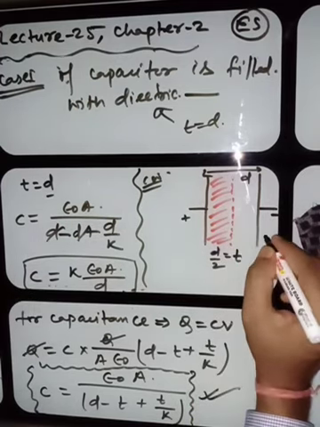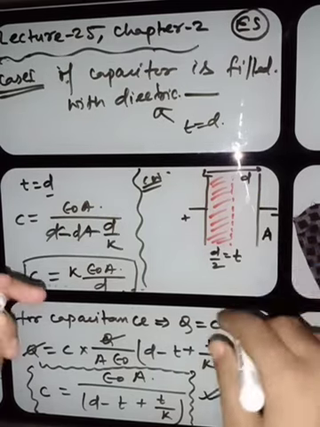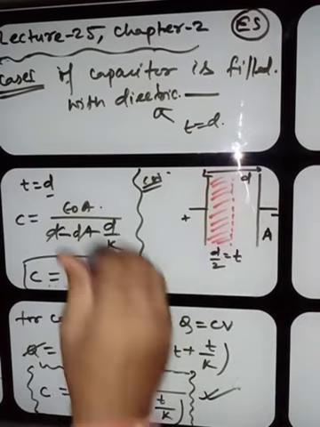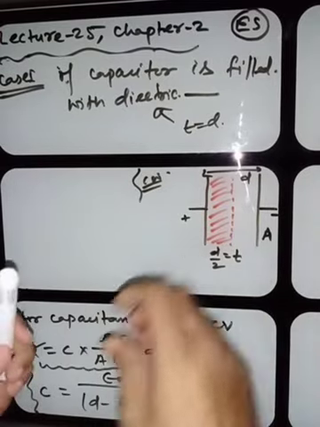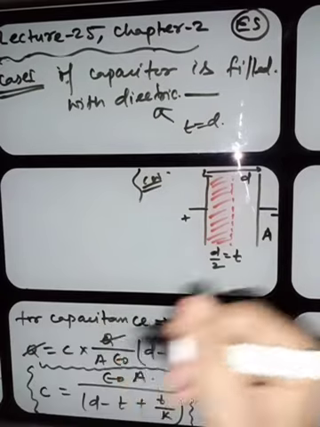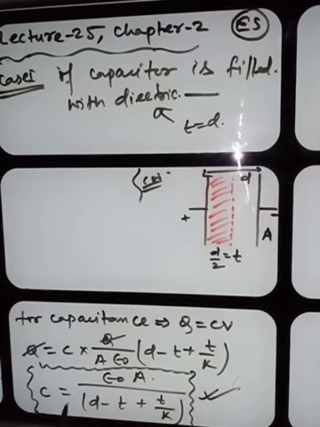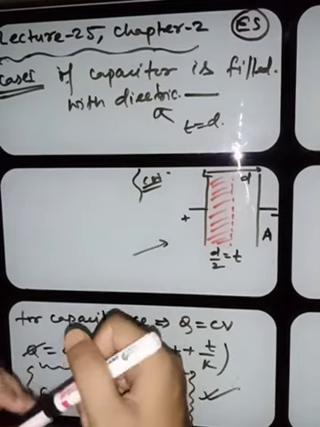All the required quantities are the same, that is the plate area and so on. Could you write? If you can, then write the answer. It is very simple. You just have to put all the quantities in this formula. Epsilon naught A divided by D minus T, which is D by 2, plus D by 2 by K, and then you will have the answer. So you can solve such types of questions.